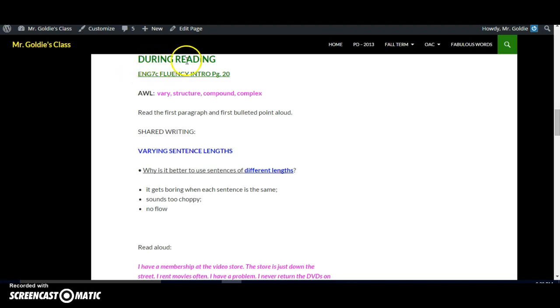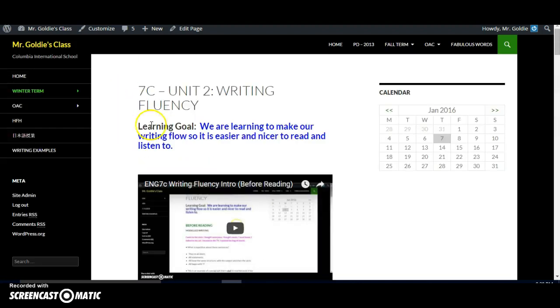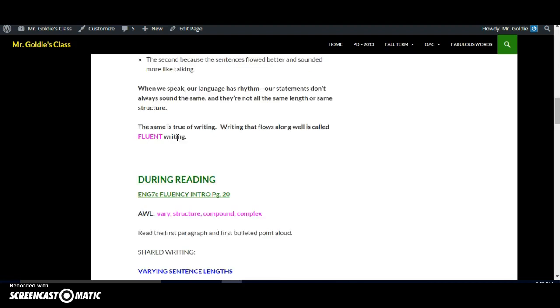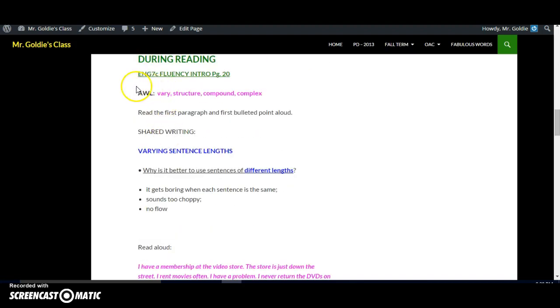So we're going to begin the during reading activity. In this lesson, you're going to learn different strategies to achieve your learning goal, to make your writing flow so it is easier and nicer to read and listen to. So what strategies can you use to do that? Well, you can find them here or in your textbook on page 20. So let's have a look at that.